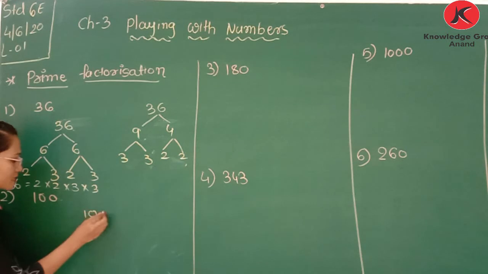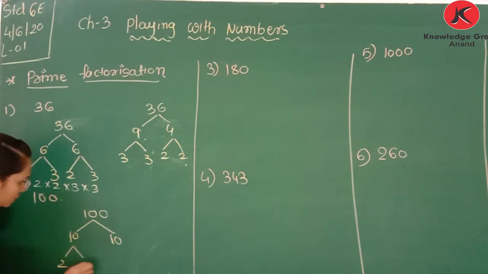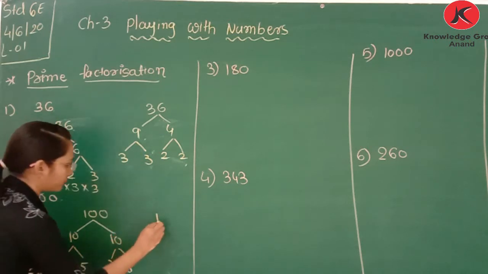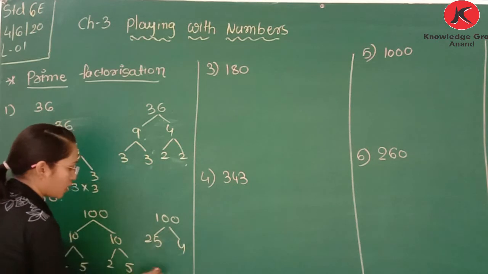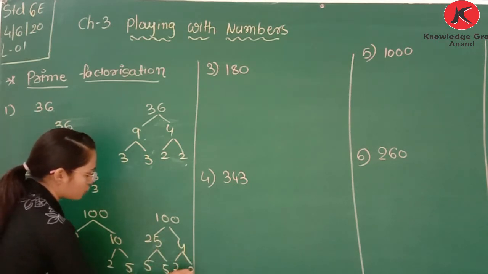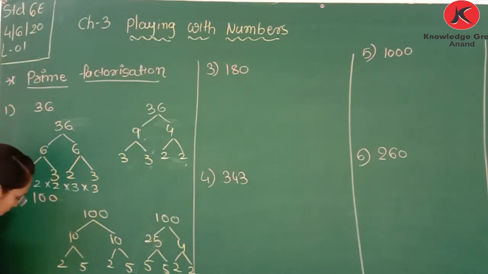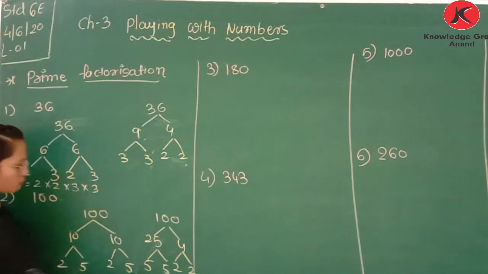100 can be written as 10 tens are 100. 10 and 10 are not prime numbers, so you can write 2 5s are 10 and 2 5s are 10. Otherwise you can write 25 4s are 100. You can do it this way too. Factor of 25 is 5 multiply 5 and factor of 4 is 2 multiply 2. So what are the prime factors of 100? It is 2 multiply 2 multiply 5 multiply 5.